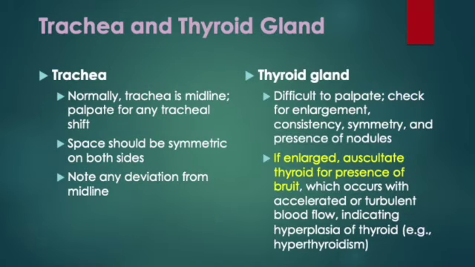Now we're going to move on to the trachea. It should be normal, midline, and you should palpate it for any tracheal deviation or tracheal shift. And we talked about in the respiratory presentation that this could be a sign of pneumothorax. If there is a tumor or other type of mass in that area, you might also see the trachea pushed to one side or the other.